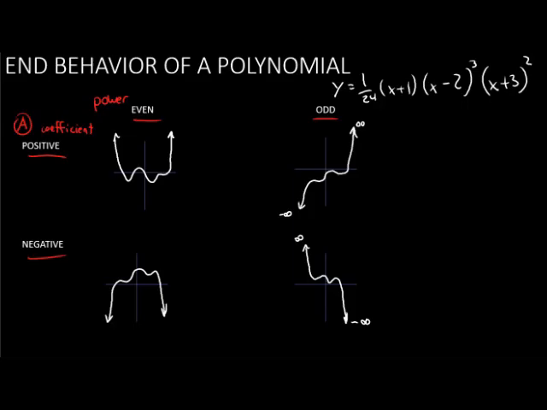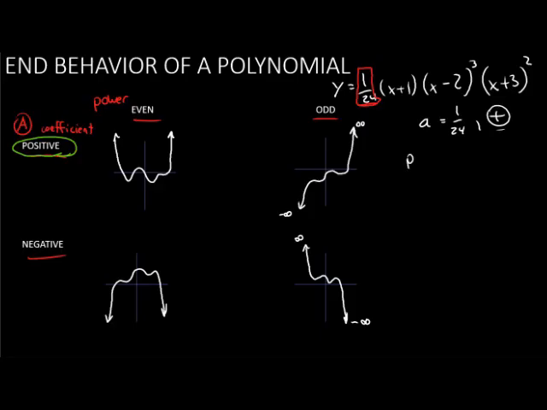Let's have a look at our function now. Our leading coefficient will be the fraction in front. That's 1 over 24. We don't mind that it's a fraction, we only worry about the sign, and that is a small positive number. Therefore, we will say our a is positive, and so we know it must be either the even positive or odd positive outcome.